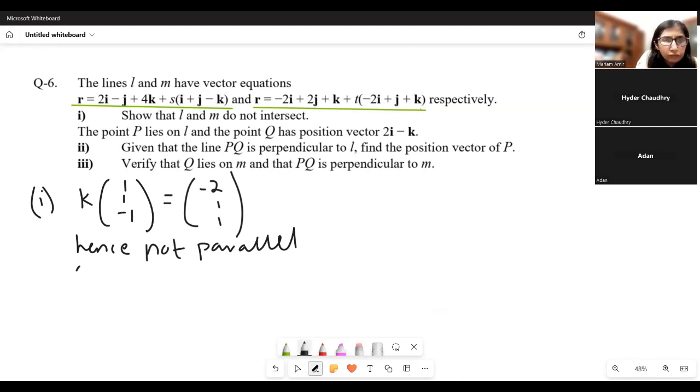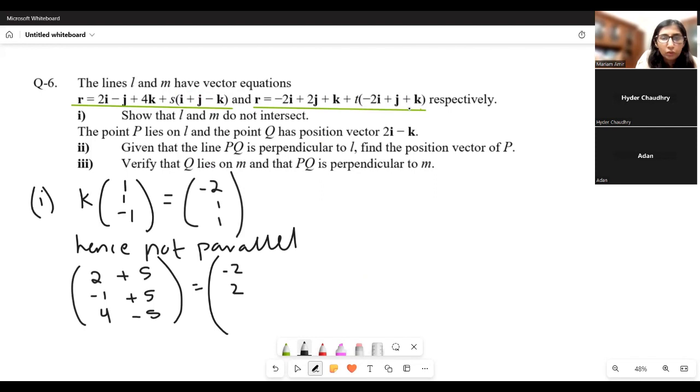So we have 2 minus 1, 4 plus s minus s equals -2, 2, 1 minus 2t plus t plus t.